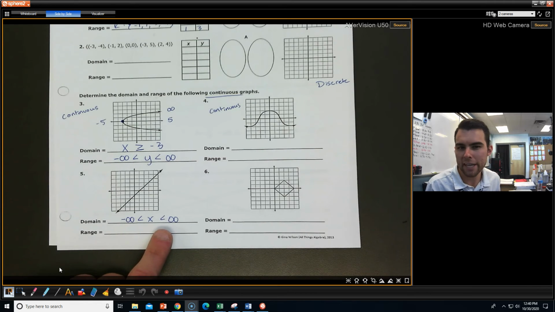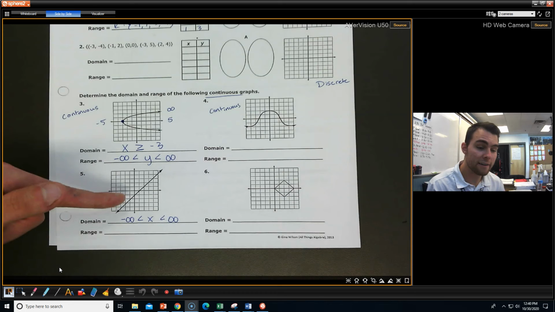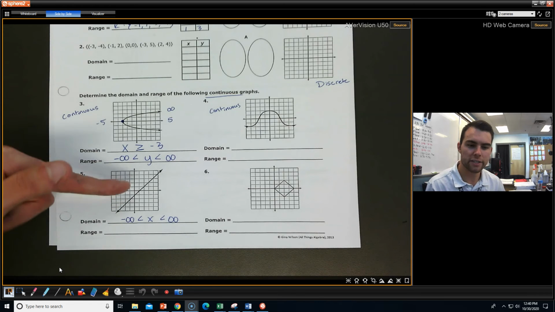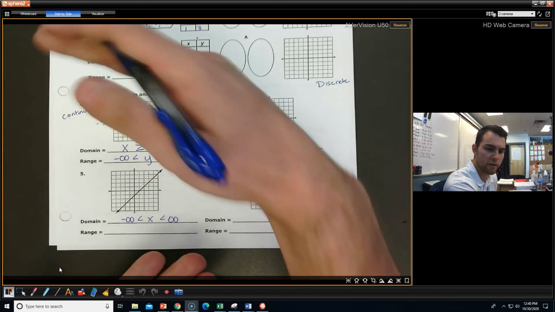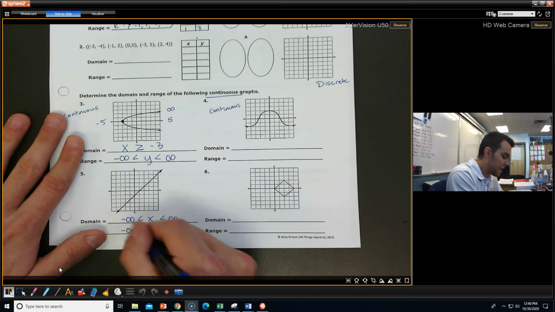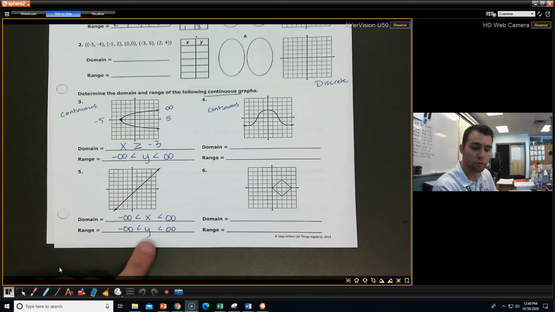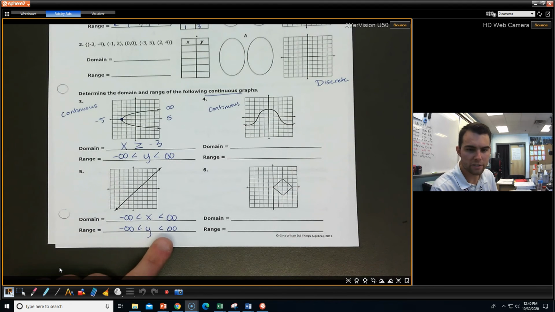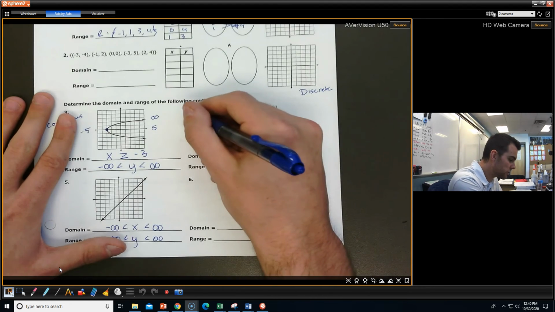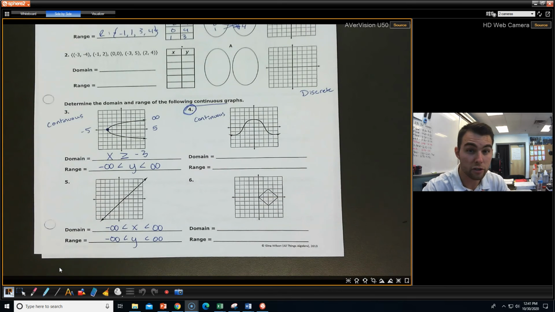Is that the same case for my y values? Yeah, it is. Y is never going to stop increasing, and it's also never going to stop decreasing. So my range values, encompassing all my range values, to get all of them, I would have to include everything in between negative infinity and infinity. Okay? What I'd like you guys to try to do is I want you to try number 4 and see what you come up with, and go.